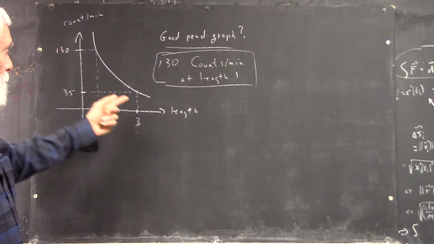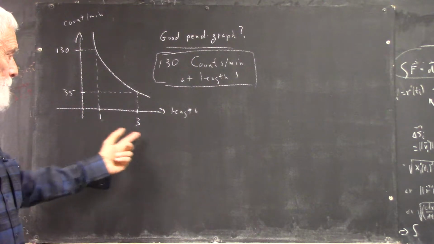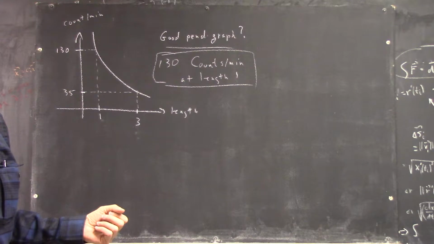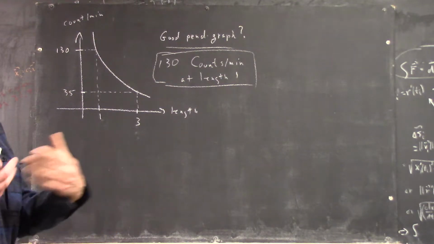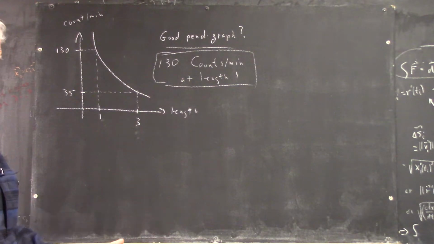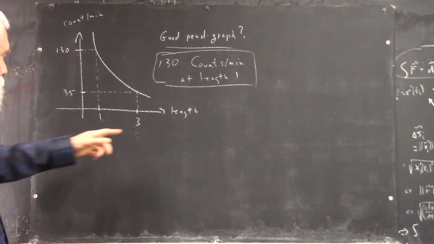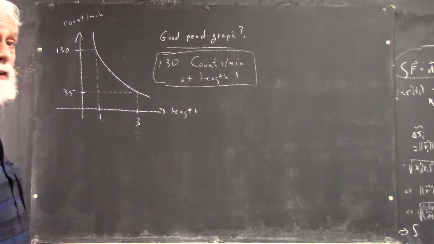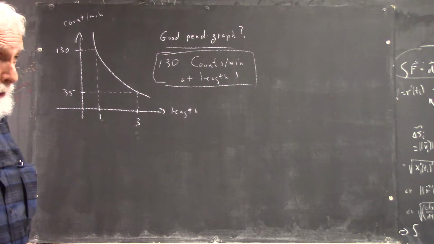Well, 35 is way too low. You're not going to go from 130 to 35 by increasing the length from 1 to 3, okay? It just isn't going to happen. If you do the count, you'll find that that doesn't work. At length 3, the count is higher than that. At length 3, the count is probably like 70.